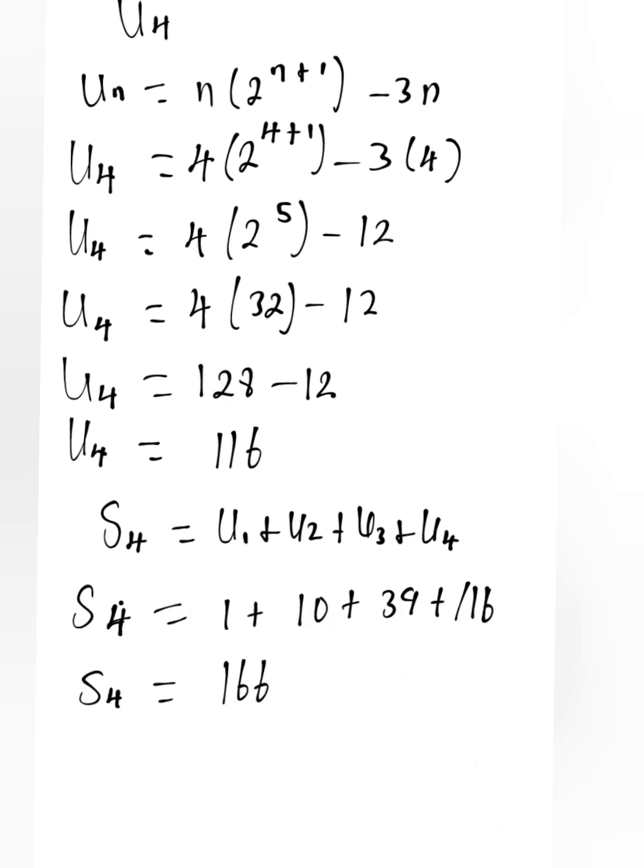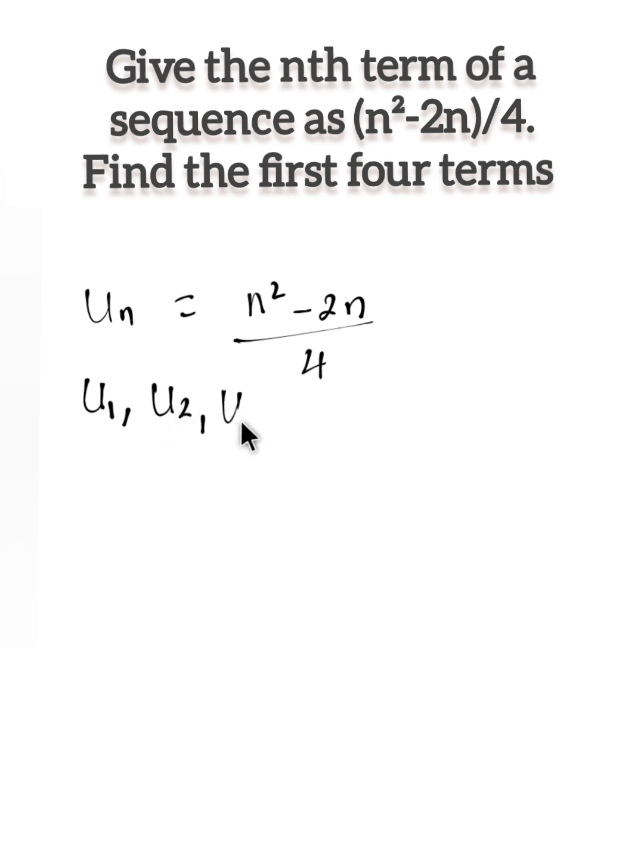Now let's move over to one more example. Example 3. Given that the nth term of a sequence is n squared minus 2n, all divided by 4, find the first 4 terms. So we're asked to look for the first 4 terms. un is equal to n squared minus 2n all over 4. We are looking for u1, u2, u3, and u4.